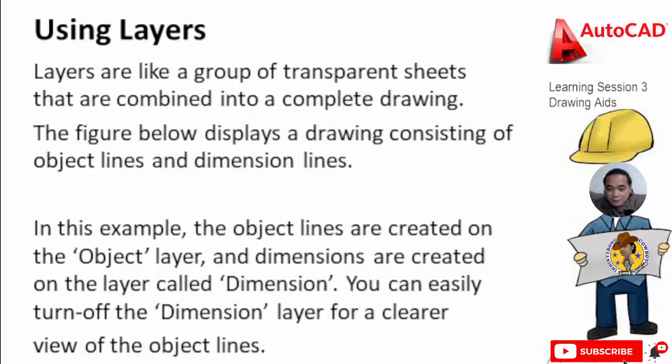The figure below displays a drawing consisting of object lines and dimensions. We'll see that one on the next slide. In this example, the object lines are created on the object layer and dimensions are created on the layer called dimensions. You can easily turn off the dimension layer for a clearer view of the object lines.